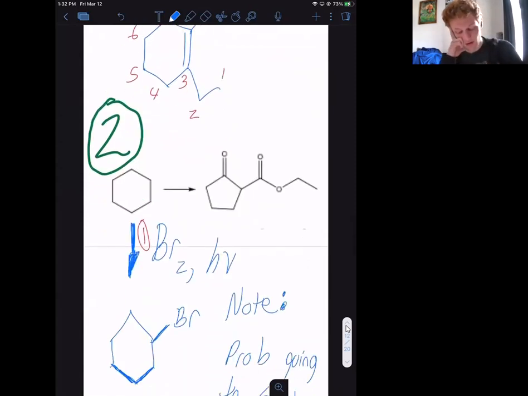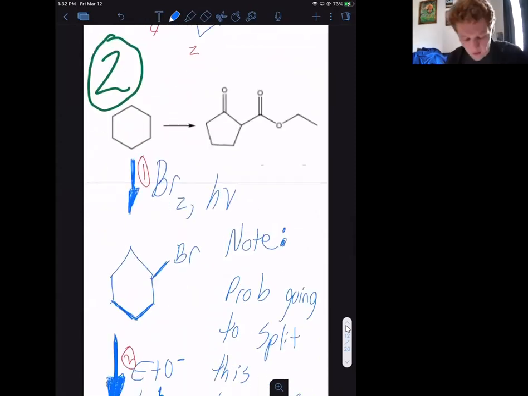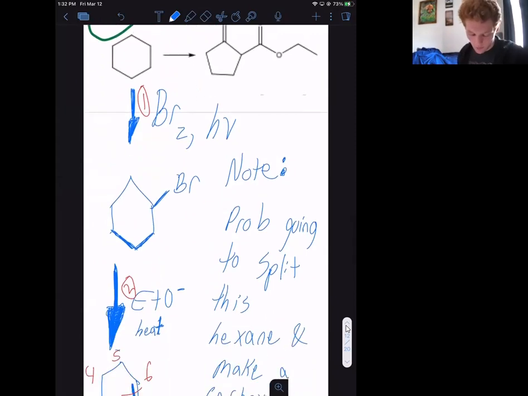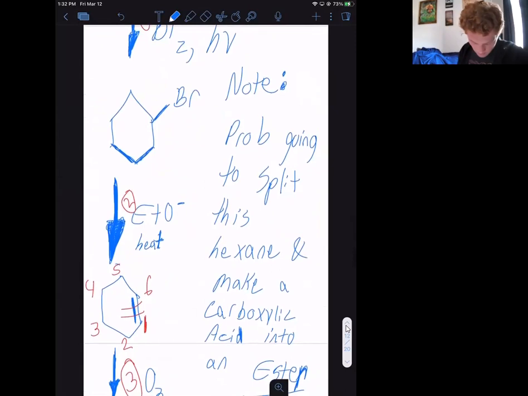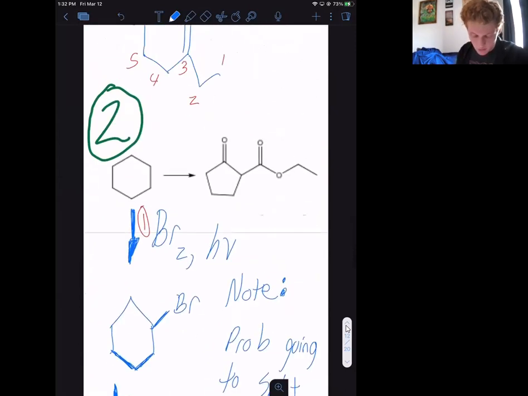The next one's a little bit more complicated. I wrote a note that you're probably going to need to split this hexane and then make a carboxylic acid into an ester. You can see that you're not adding carbons. There are 6 carbons here, and then 5 carbons here plus 1 carbon. So you're not adding carbons across this. You're definitely going to have to split this and then make something out of it, and do some funny business with some esters.